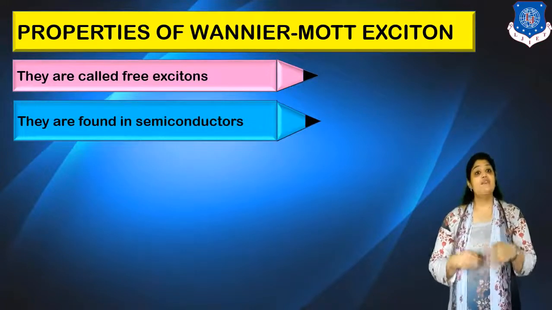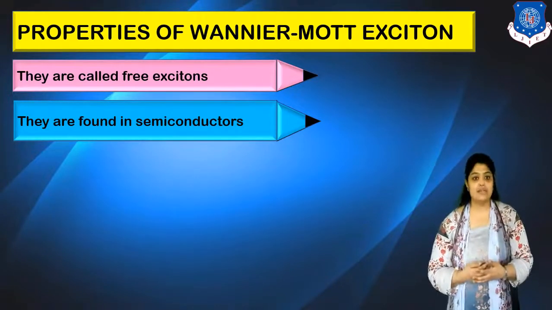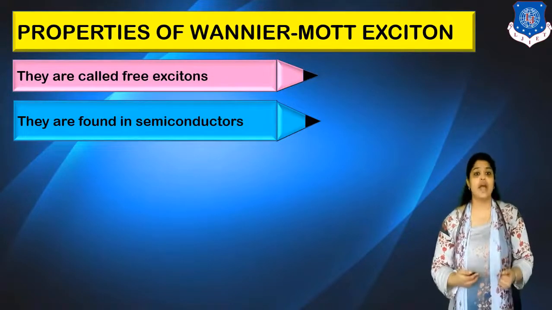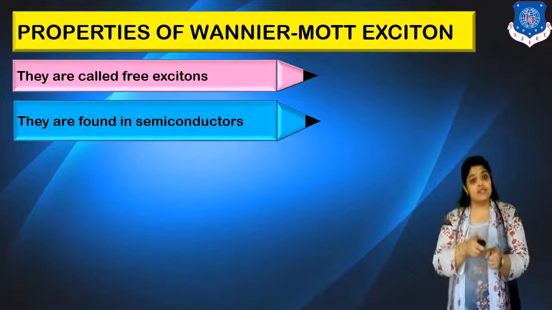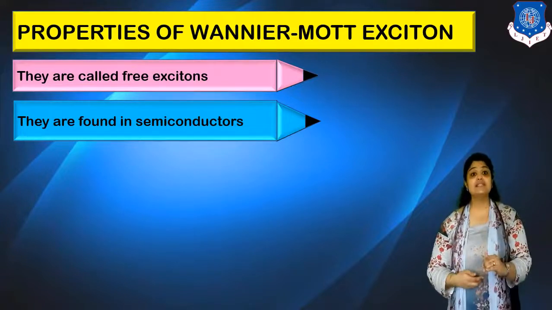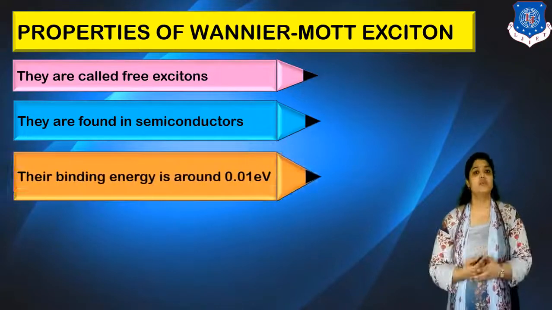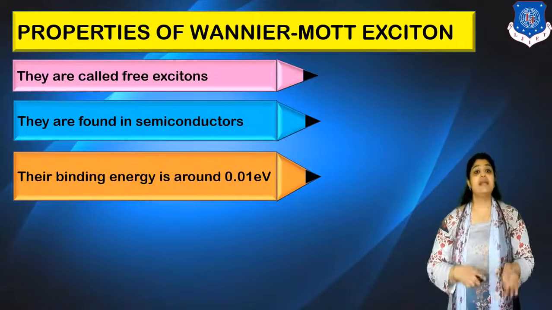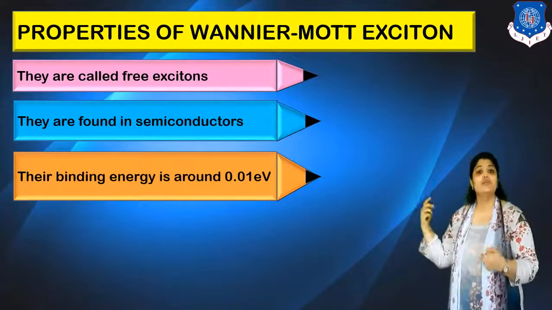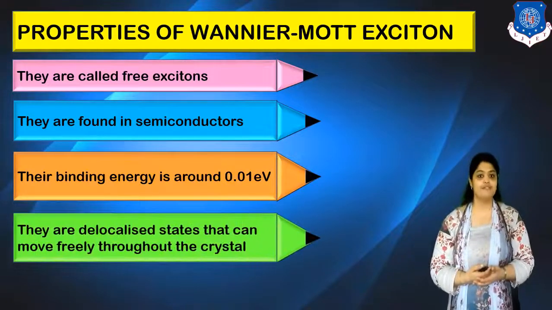Then, they are found in semiconductors. That is the reason why semiconductors conduct when temperature increases. If there is a change in temperature, even at room temperatures, what happens? These excitons become free because the electrons are released from the bounded state and they are available for conduction. And so we say, whenever the electron is available for conduction, the exciton is lost because now there is no bounded state. The next property is their binding energy is weak. You can say 1/100th of Frenkel exciton. It is around 0.01 electron volt. And because of this low binding energy, electrons can be easily free.